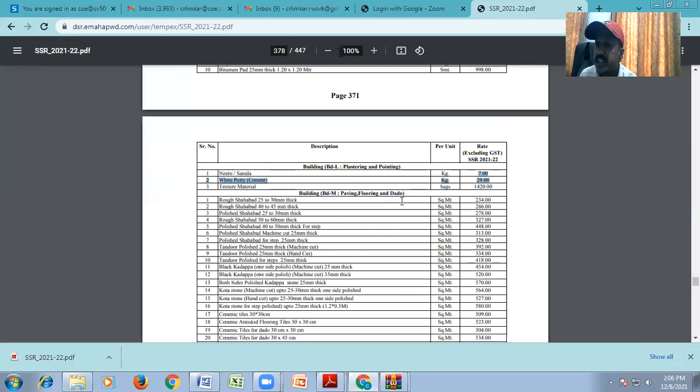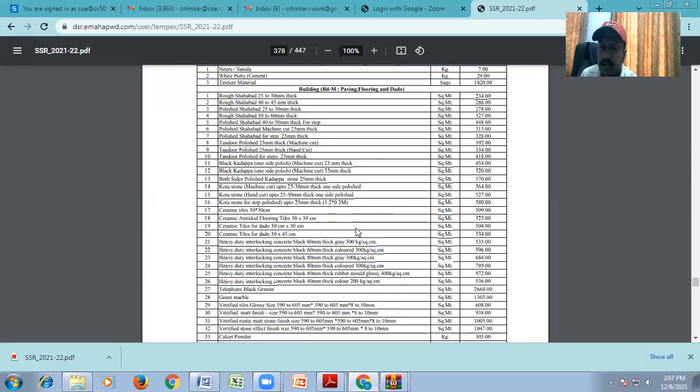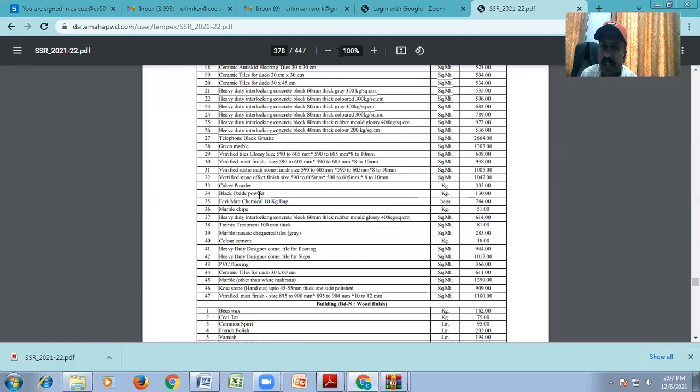Then shahabad farshi, you know, it is in square meter or in square feet, you can take it in any unit. It is 230 rupees per square meter. You can do it in square feet also. Then ceramic tile, all the types of tiles are covered up here, and you can see the rates also. Then marble chips and all this material, ceramic tile, dados, PVC flooring.